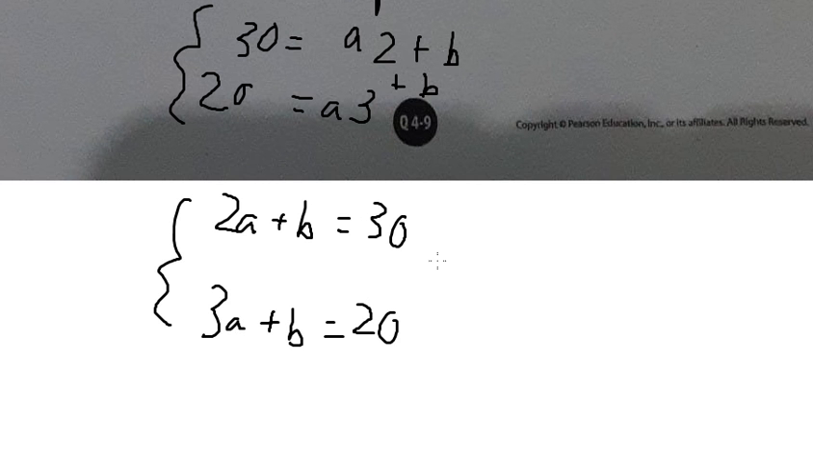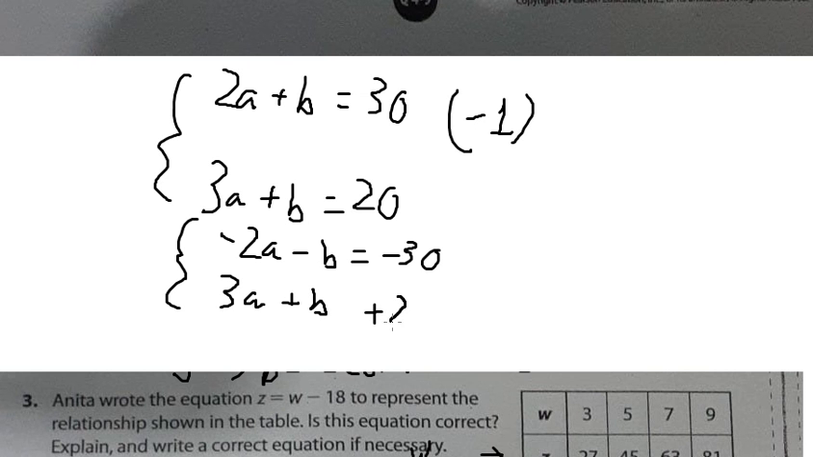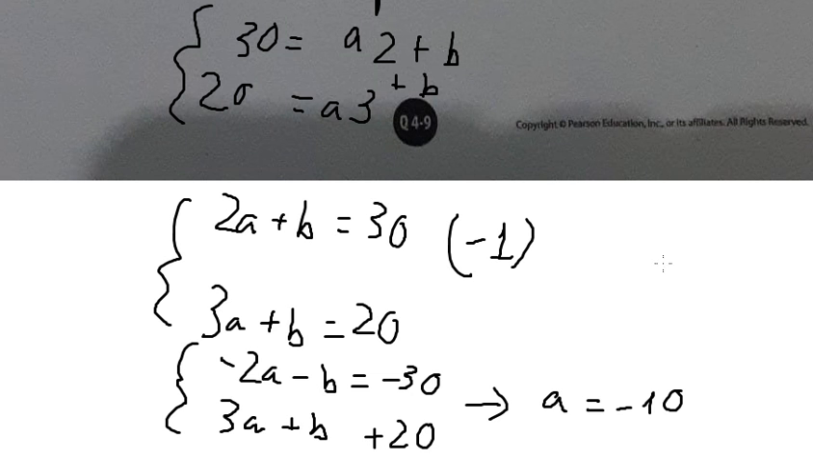So I will multiply both sides by negative number 1 in here. So we sum two equations in here. 3a minus 2a, you got about a. b minus b, they cancel. 20 minus 30, you got about negative number 10. After we got a equal to negative number 10, we can go back to this equation.